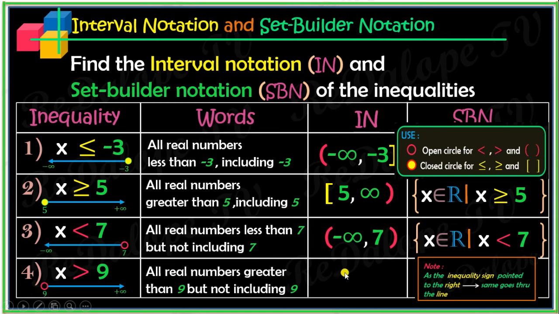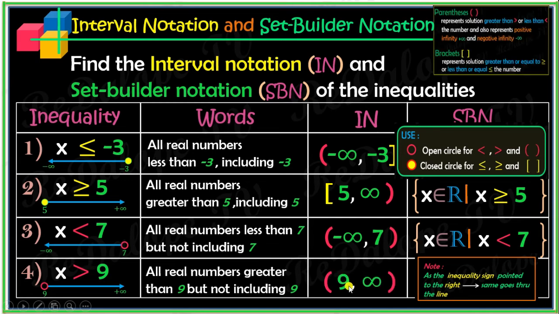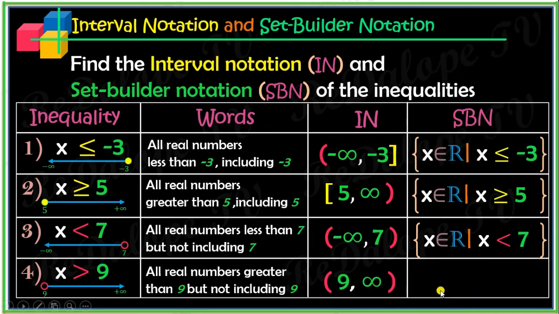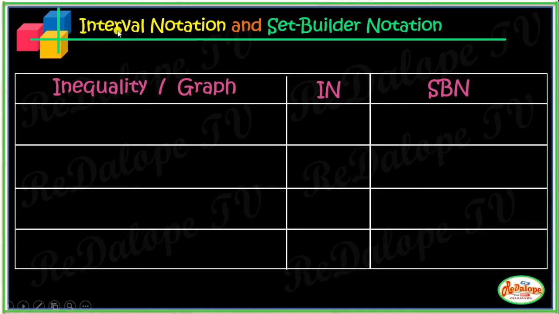So we have the interval notation, open parenthesis 9, comma, positive infinity, close parenthesis. And this is equivalent to the set builder notation x an element of R such that x is greater than 9. So let us have more examples of interval notation and set builder notation.